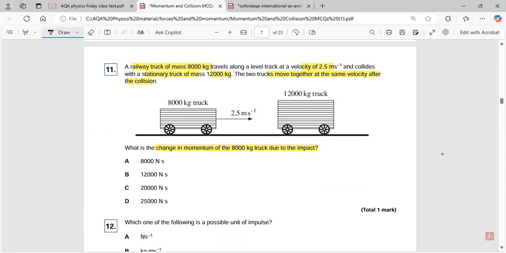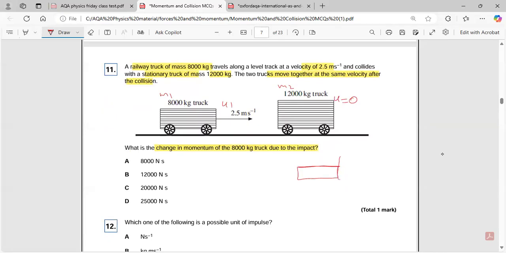Okay, so it means that this is M1, this is M2, this is U1, and of course U2 is rest. But once they collided with each other, both of them stick together, and let's say they move off in this direction with a common velocity. So you have to find how much is the change in momentum of the smaller block.